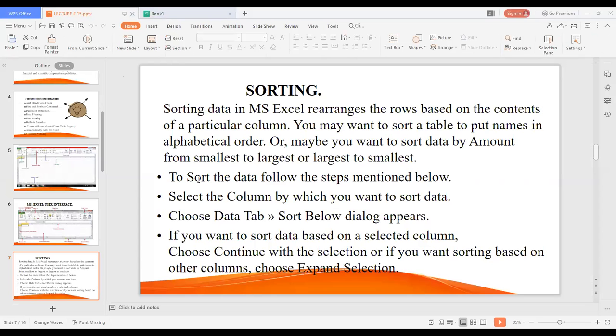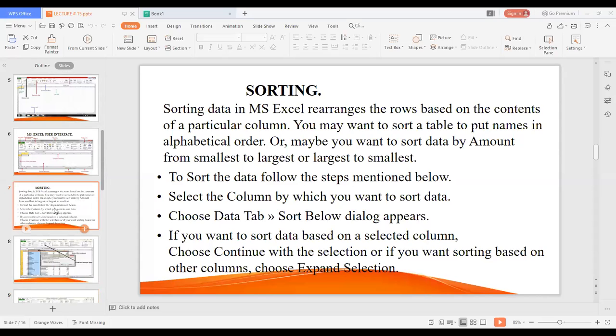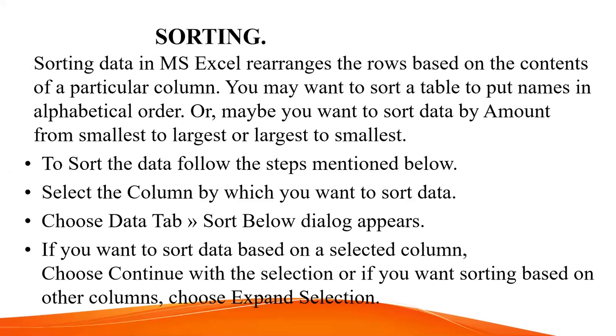Okay, now moving towards the slides. Now what is sorting? This we have already done. Sorting means to arrange the data. To sort the data, follow the steps mentioned below. Select the column by which you want to sort data. Choose the Data tab. The sort dialog appears if you want to sort data based on a selected column.